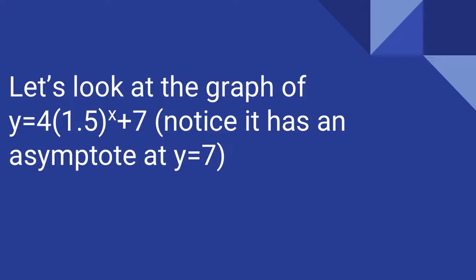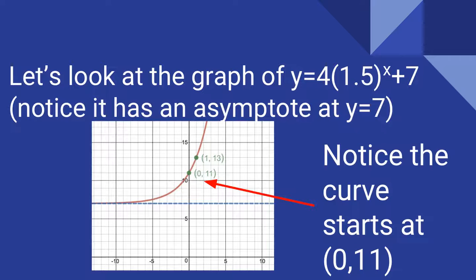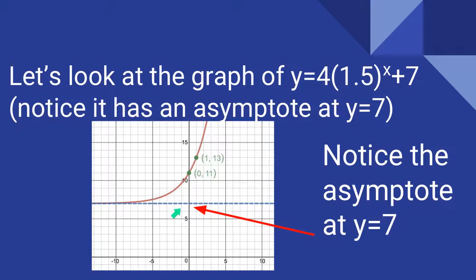All right, let's look at the graph of this. You'll notice that it has an asymptote at y equals 7. So if we take a look at the graph, notice it's still an exponential curve, has the same shape. You'll notice the curve starts at 0, 11 because it had an extra 7 added on to every value. So it's up here. Then you also notice that the asymptote is at 7, and then it starts at 0, 11, and it's that curve kind of shape.